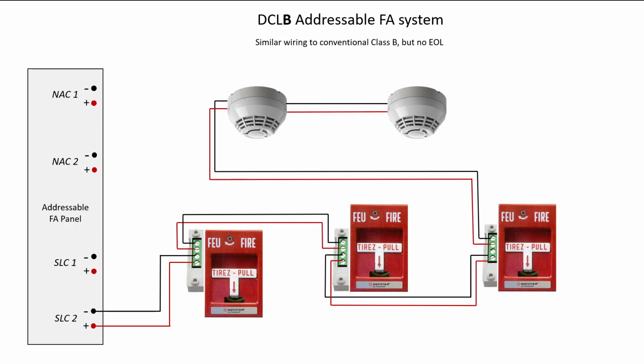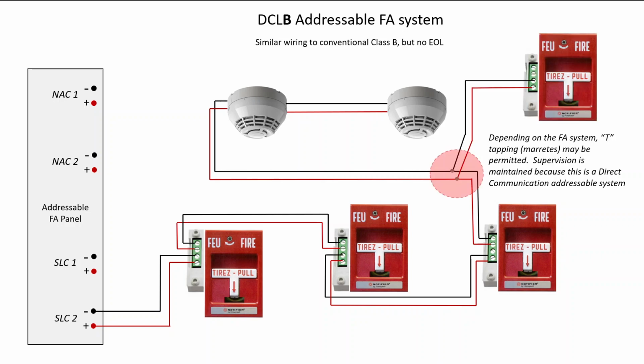Now, because each one of these devices is communicating simultaneously over the same two conductors back to the fire alarm panel, it means that some manufacturers will permit something like this. Depending on the fire alarm system, T-tapping or splicing off may be permitted. Supervision is maintained because there is a direct communication addressable system in place. Now, not every manufacturer will permit this, and not every fire alarm engineer. And so it's very important that you check with the specifications to ensure that it is permitted for your particular job.